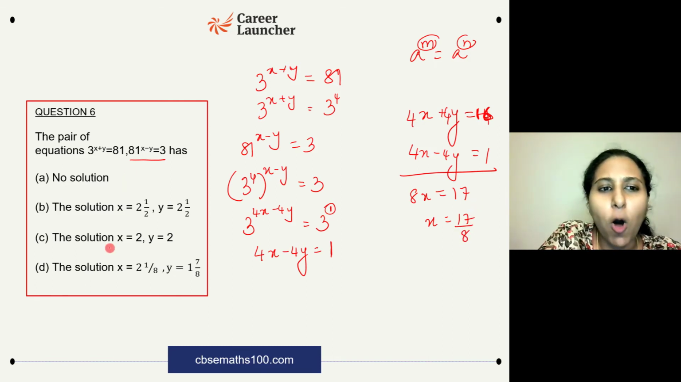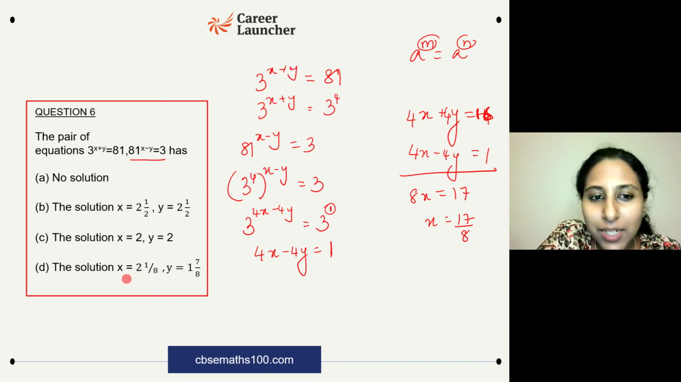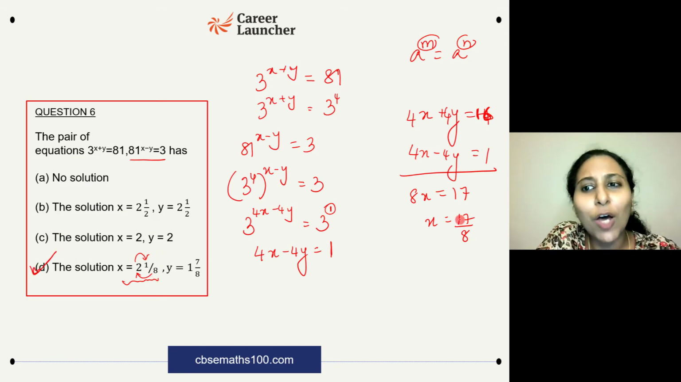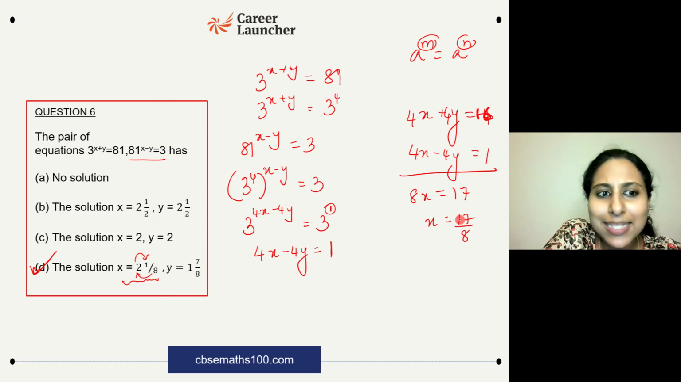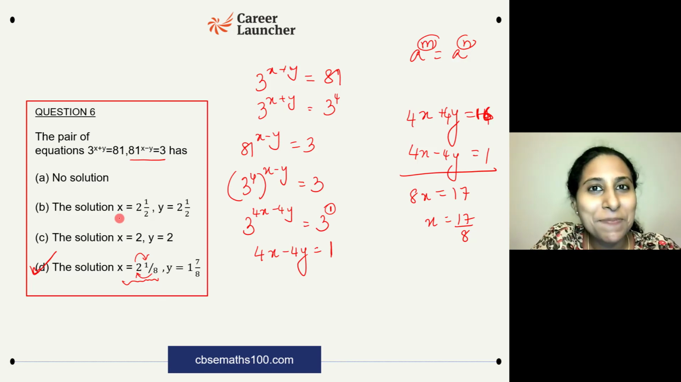Now, if you look at the options, check which of the options gives you x equals 17 by 8. You can make out here, look at this option, 2 1 by 8. What is 2 1 by 8? 2 1 by 8 is the same as 8 into 2, 16 plus 1, which is 17 by 8. So this should be the answer, right? Even without solving for y, we can say that the answer should be option D, because there's no other option where x is equal to 17 by 8.